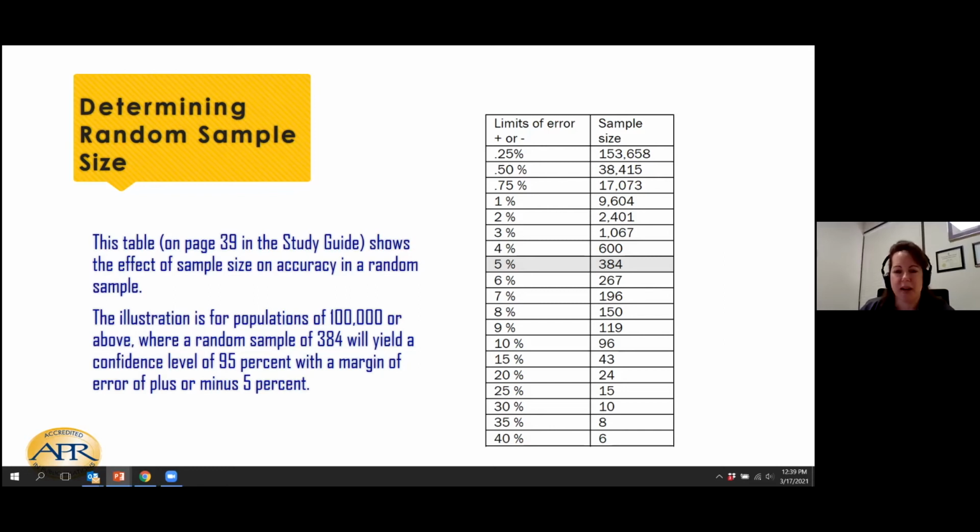I don't think you have to memorize this chart, but just be aware of that 5% 384. That's pretty key, and know that going up or down from that, you're going to be increasing or decreasing your sample size, but also increasing or decreasing your margin of error, which may give you faulty results that you're basing your program on.